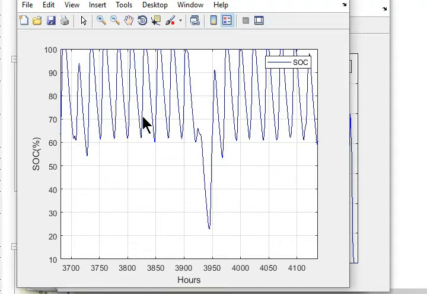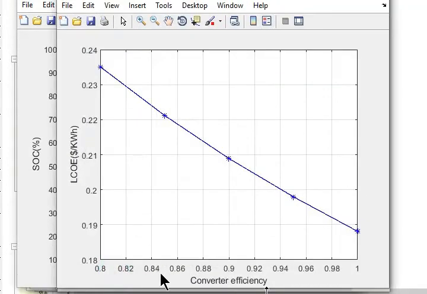When there is sufficient solar energy available, it is charged and its SOC increases. In off-day timing, the energy is provided to the load, so SOC is decreasing. And the last graph is the levelized cost of energy versus the converter efficiency.